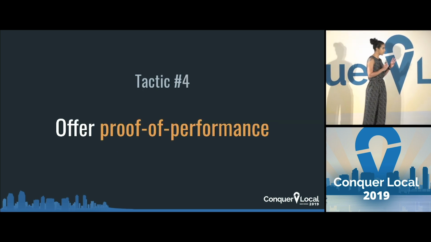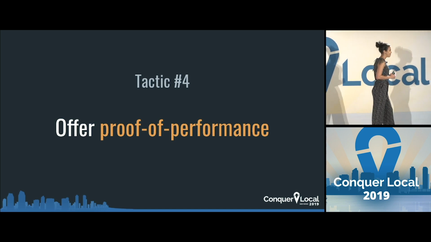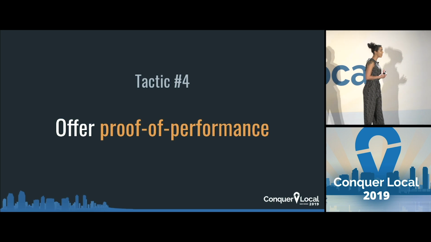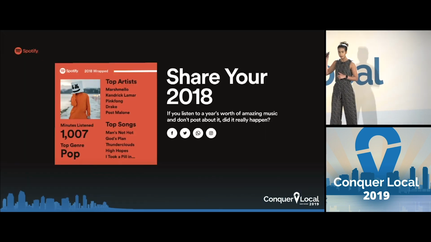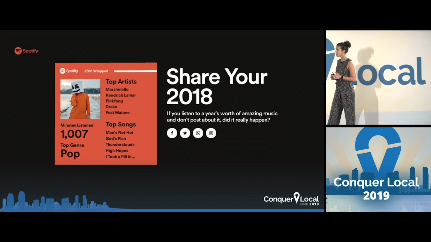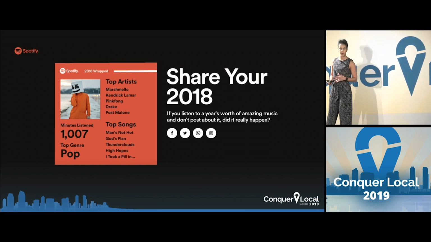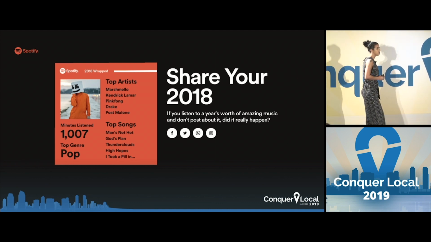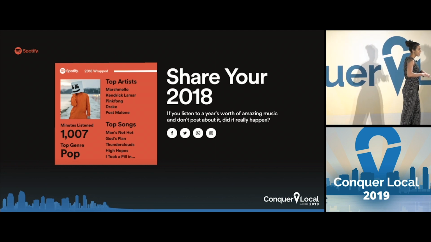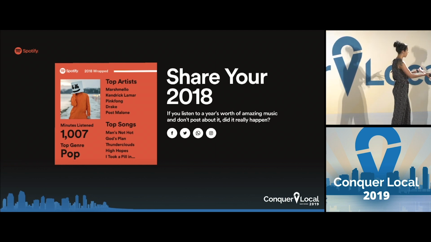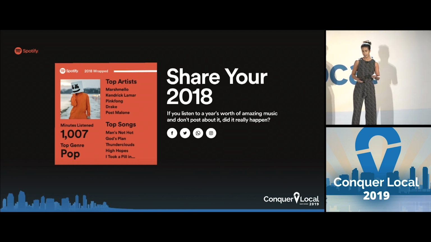Tactic number 4 is to offer proof of performance. And I know by now you're waiting for another Apple example, but I'm sorry to disappoint you all. Apple doesn't really do this very well with Apple Music, but Spotify does. Spotify has been doing this for about 2 years now. And at the end of the year, they give you this report and they tell you how many minutes of music you listened to, what were the top artists, what were the top songs. And right there, they're showing you, here, customer, here, listener, this is the value that I gave you this year.